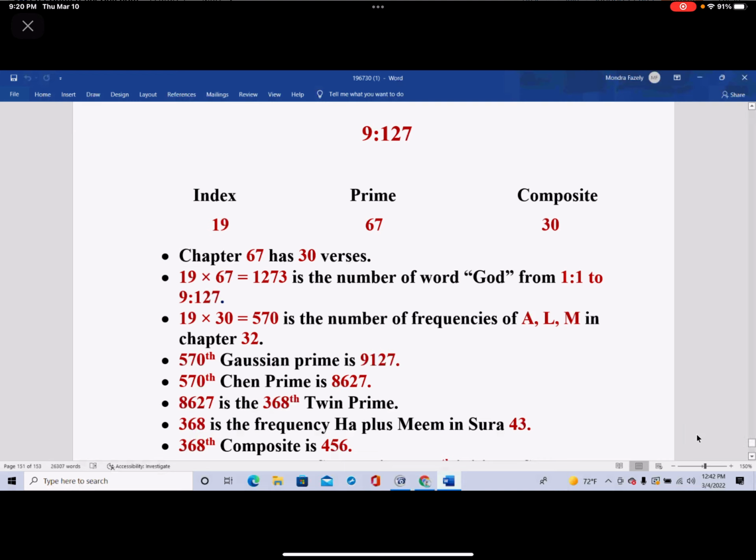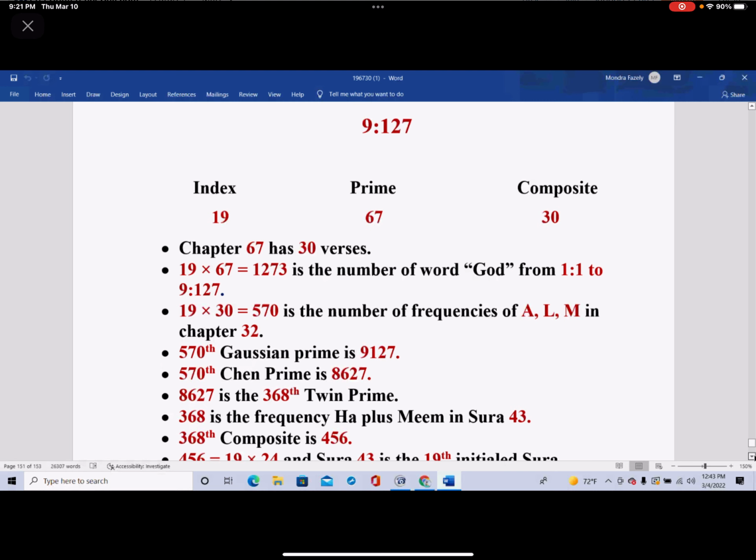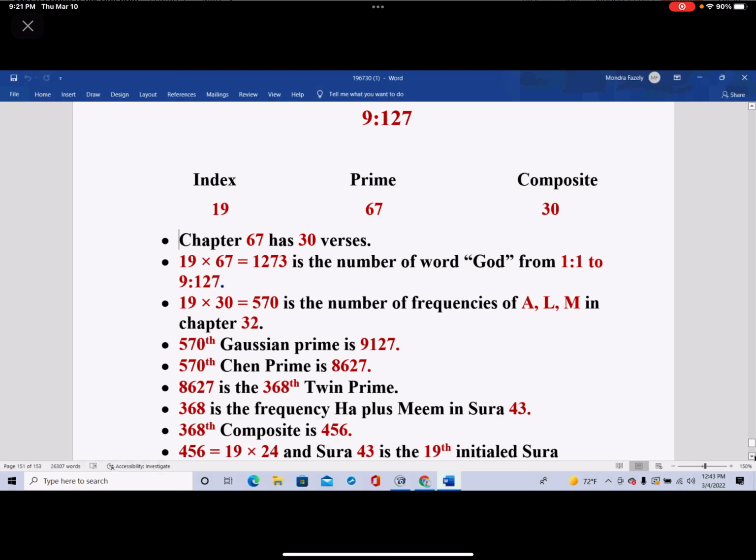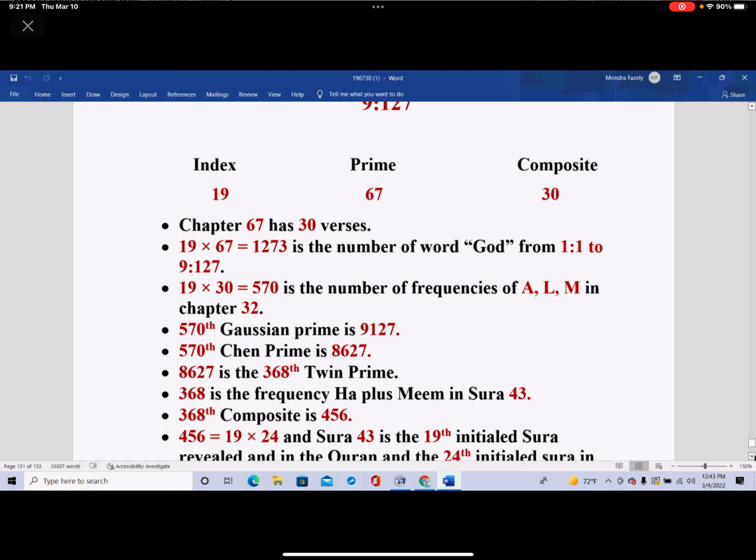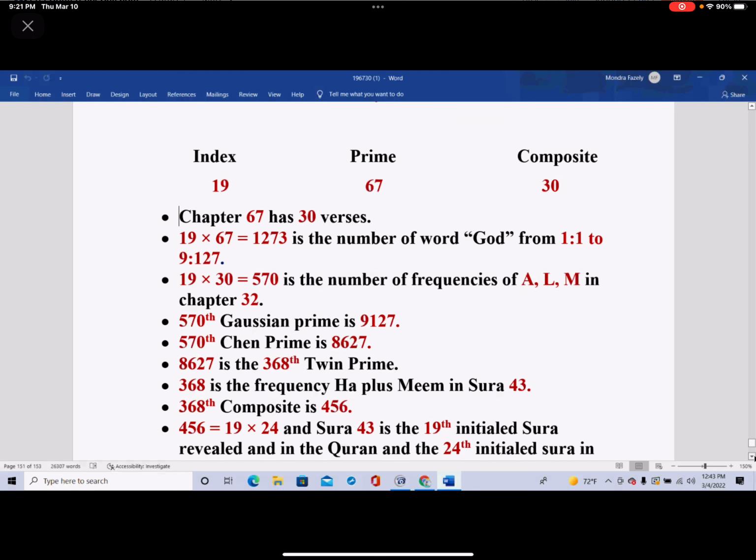And so now you see the gravity of what I was saying before is really going to double in every dimension that you can think of. Okay, because now we know this. Right. 570th Gaussian prime is 9127. So we're back to 9127. So the count of Aleph Lam Mims in chapter 32 is connected to chapter 9 having 127 verses.